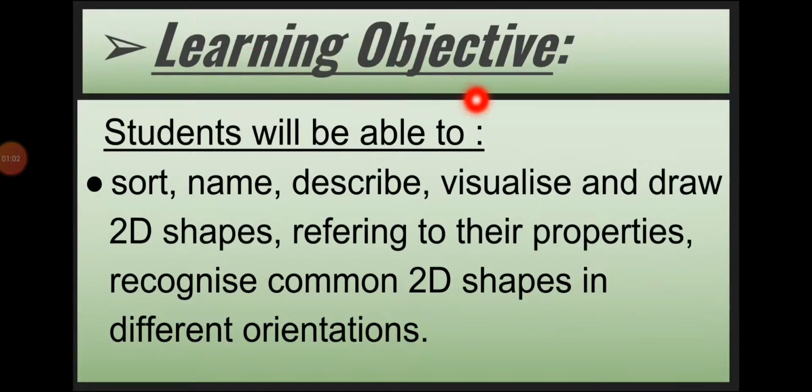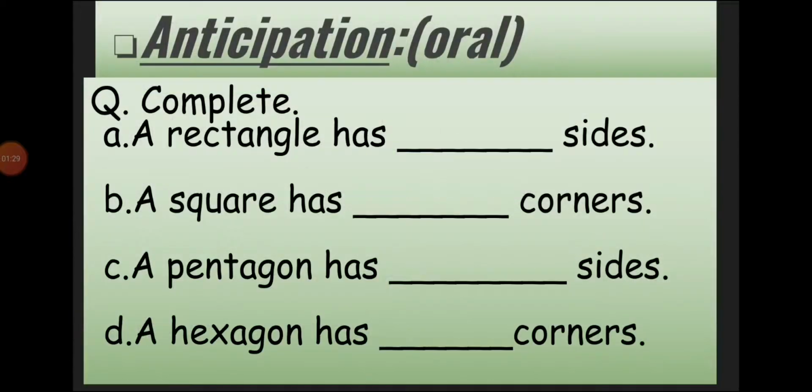Learning objective. Students will be able to sort, name, describe, visualize and draw 2D shapes referring to their properties. Recognize common 2D shapes in different orientations. So it's about 2D shapes, to sort them, name them, describe, visualize and draw them according to their properties, and we will draw some patterns with the help of 2D shapes. So get ready.